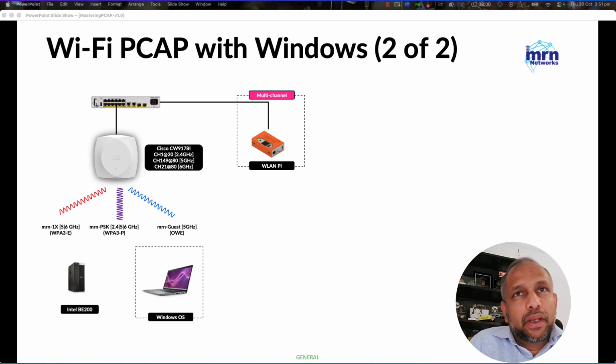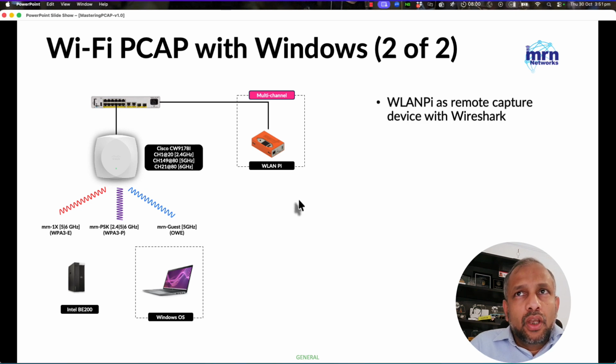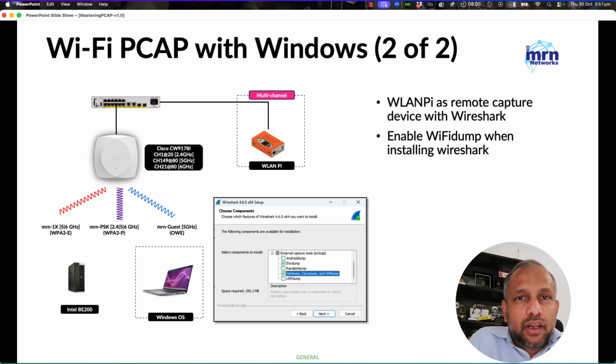Now the setup here is, we will use WLAN Pi as a remote device. So you want to make sure when you install Wireshark, you select that Wi-Fi dump option. When installing, this will allow you to remote capture. That's important. Typically this will support a single channel capture. If you have a WLAN Pi with USB adapters connected, sometimes multi-channel capture may not be doable easily. So this is suitable if you want to capture a single channel.